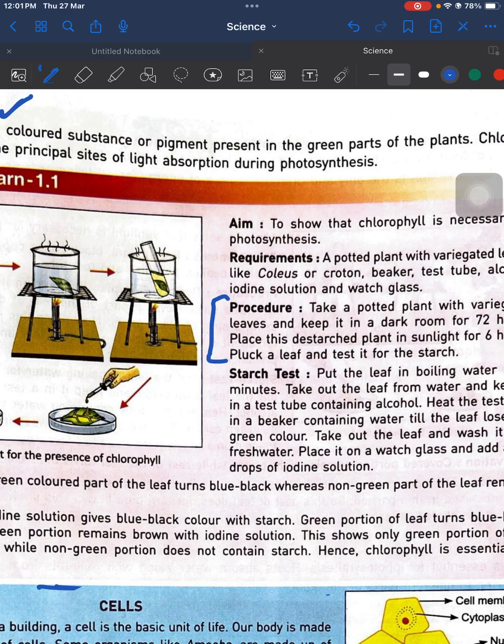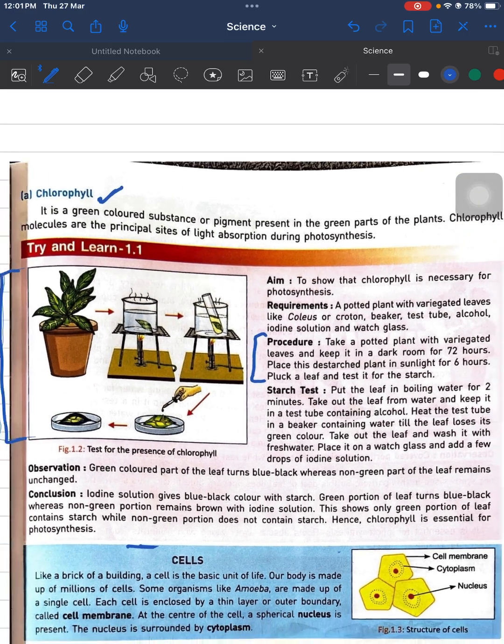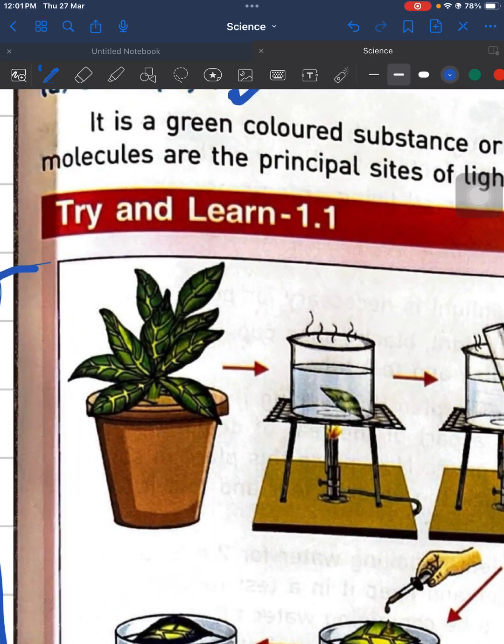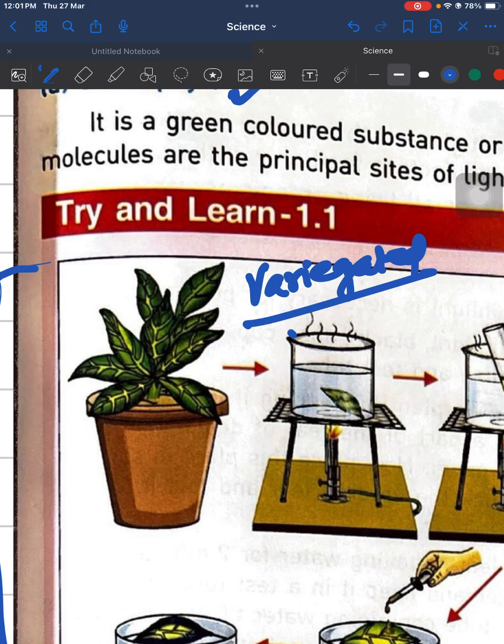Then we keep the plant in sunlight for 6 hours. During these 6 hours, new starch is synthesized. Okay, so this is called preparation. We have taken a variegated leaf plant. Variegated means in such a plant we have patchy areas of chlorophyll, and some areas where chlorophyll is not present. Those areas are known as white areas.